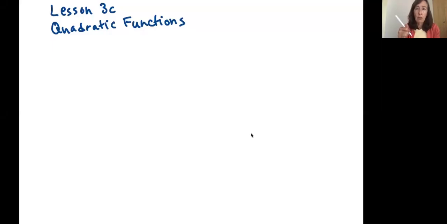Okay, so in Unit 1, we talked about quadratic forms, and those were things that look like this: ax squared plus bx plus c. And surprise, surprise, it becomes a quadratic function when we put a y in front of it. Okay, so y equals f of x. If it has this form, it's a quadratic function.